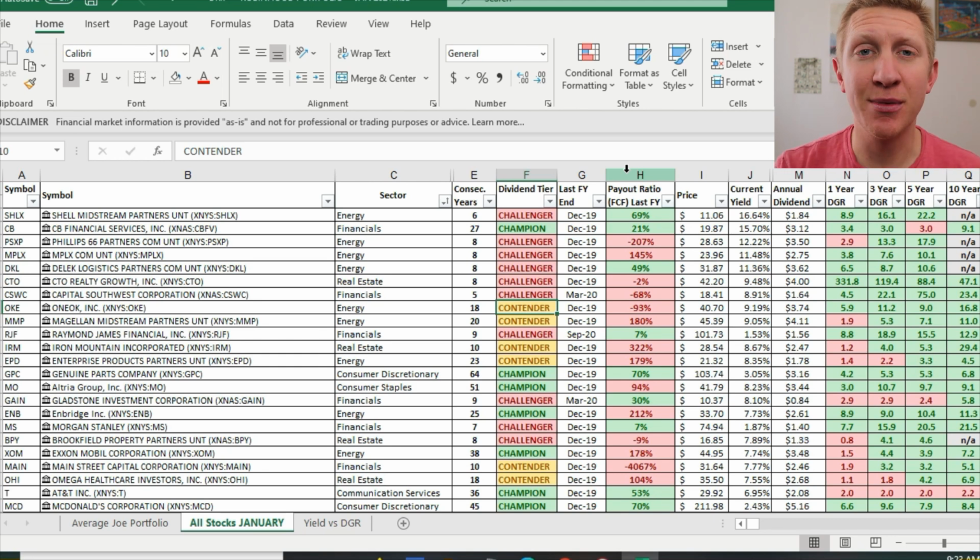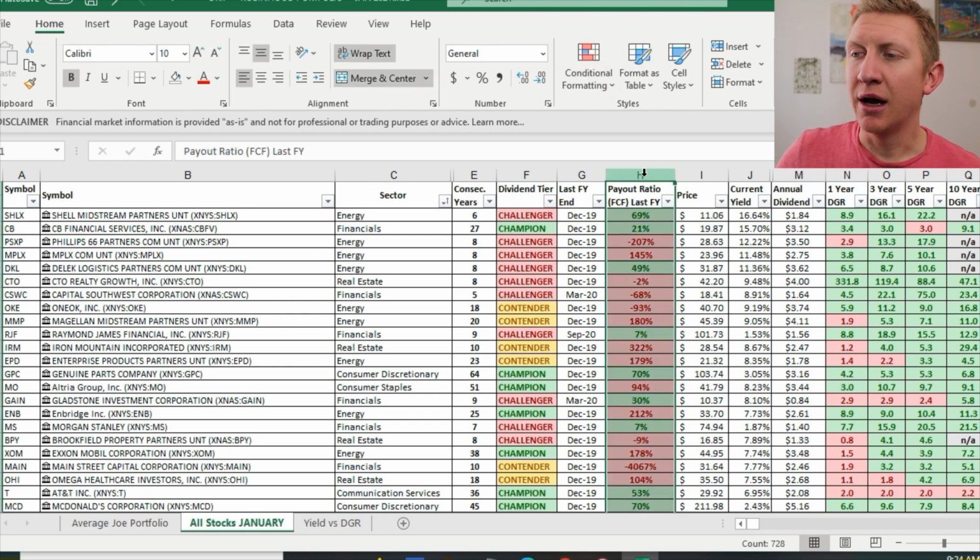Because free cash flow is the money available to the company to pay dividends, as well as to invest in share buybacks and things of that nature. So this column right here, this payout ratio, measures how much their dividend is every year, how much money goes to the dividend compared to how much is available in free cash flow. So if they don't have the free cash flow, the money's got to come from debt, and we don't want it to come from debt.